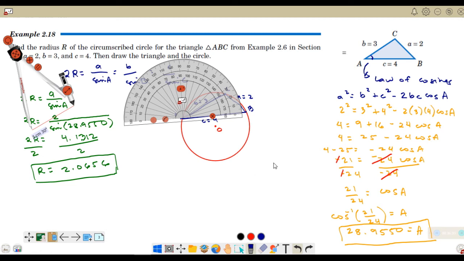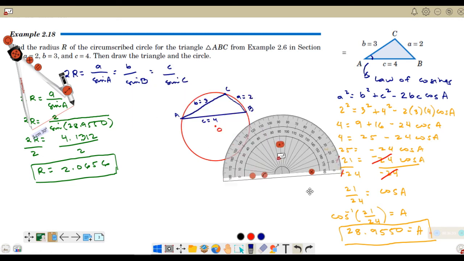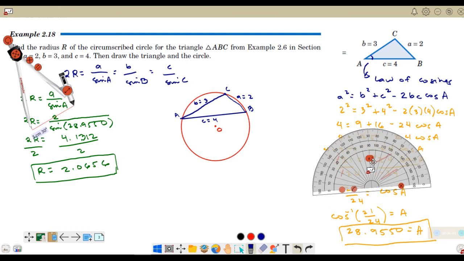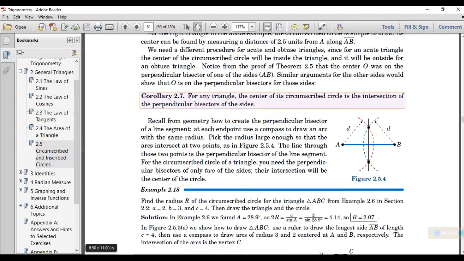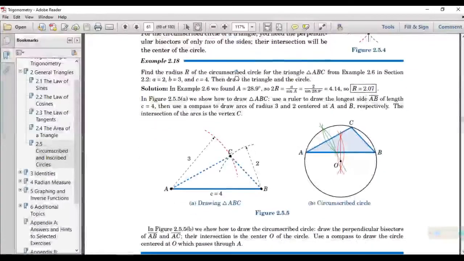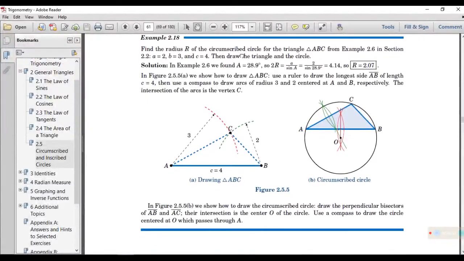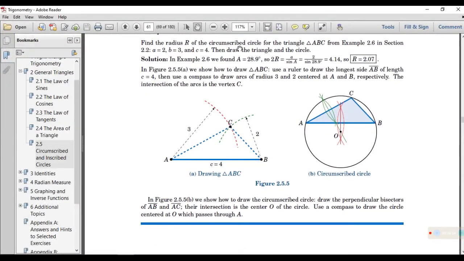Okay? So, this is the representation of triangle ABC inscribed within circle O. Tingnan natin dun sa drawing kung gaano siya ka-accurate. Hindi ko na to nilagay eh.